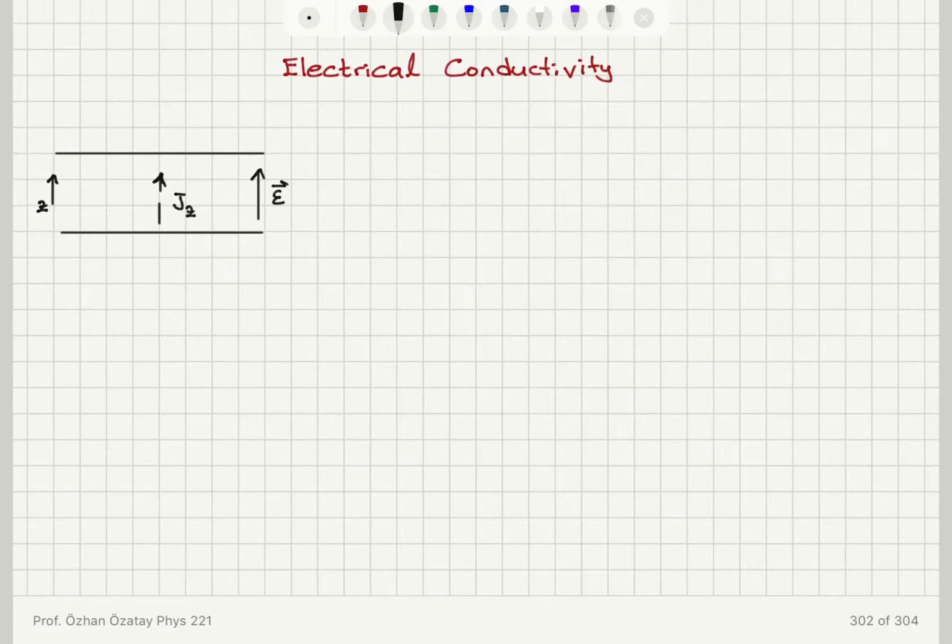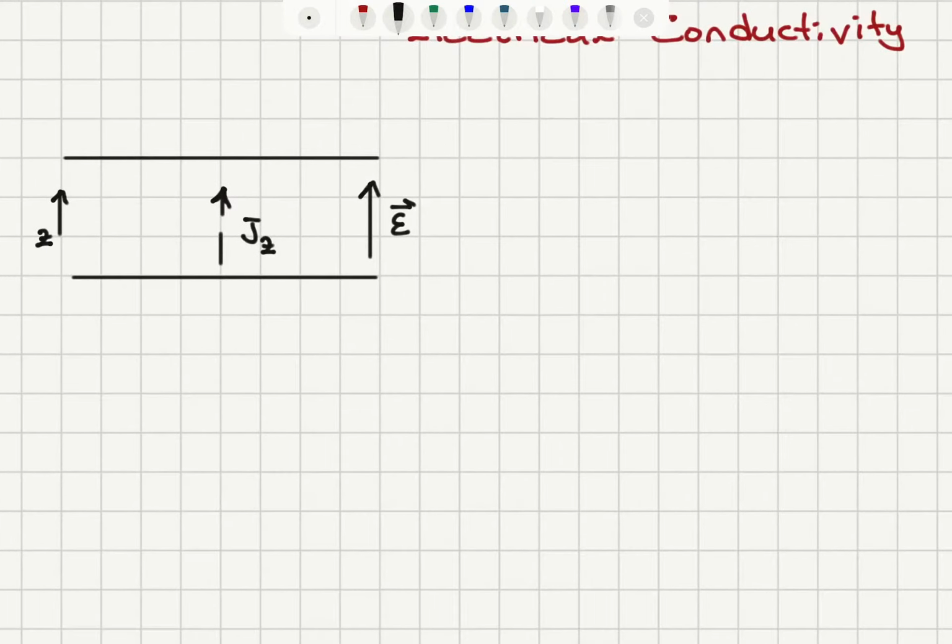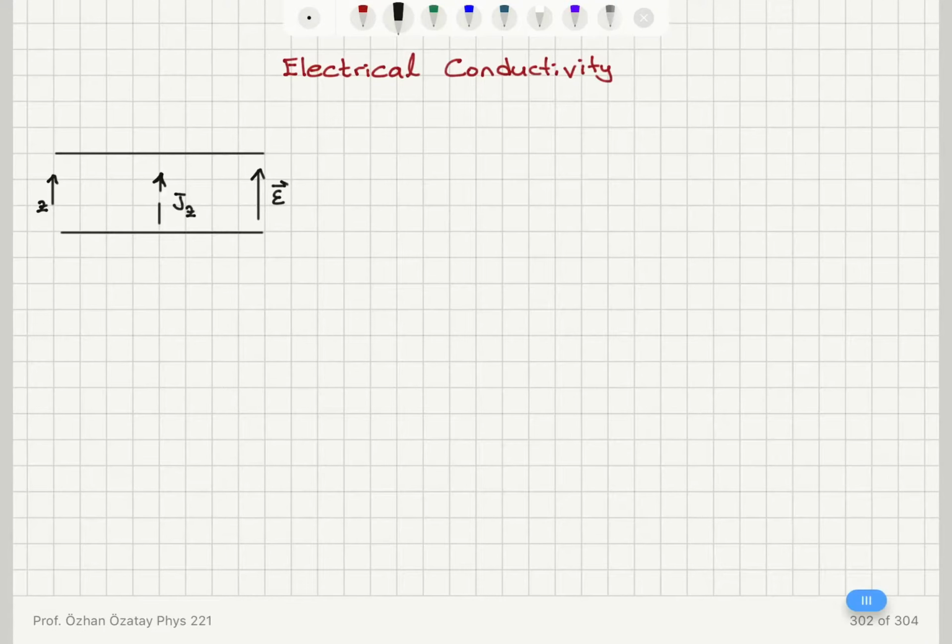Finally, let's consider the transport of charge through a conductor. So I have the z-axis defined this way, and you can see that there is a uniform electric field epsilon pointing in the positive z direction, which causes a current density to flow in the positive z direction.